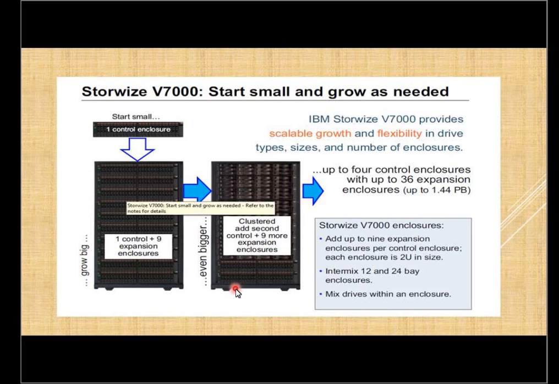Another difference between SVC and StoreWise V7000 is that here you can have different type of drives. In case of SVC, we were having only SSD drives, right? You remember? We had only SSD drives. But in case of StoreWise V7000, we can have different type of drives.